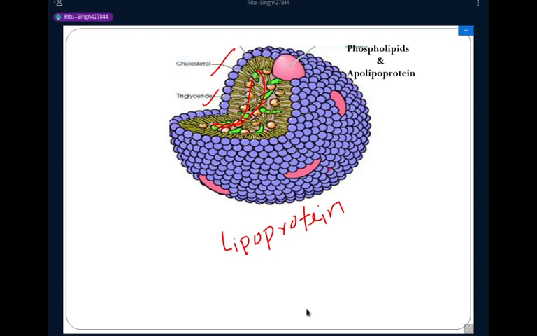Any question regarding this structure? Yes, Priyanshu? Okay.